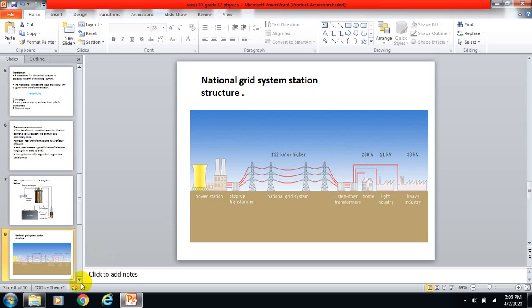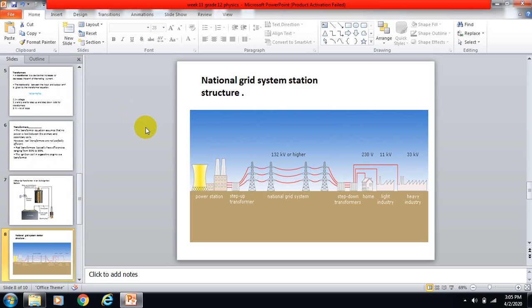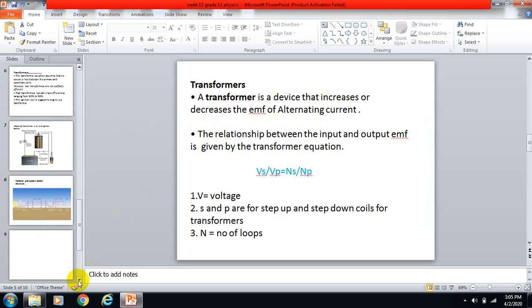So that is all about the transformer. Remember, step up transformers increase the EMF of the alternating current, and step down transformers decrease it. Remember, this is the phenomenon. It is an interesting topic.